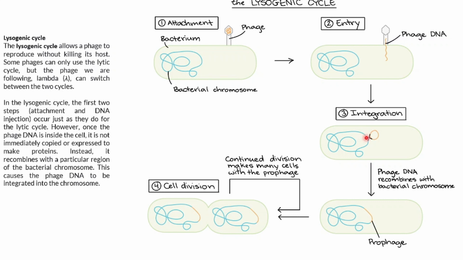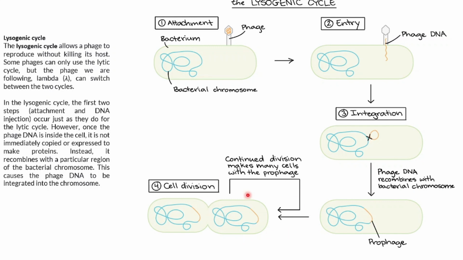So what it does is it recombines in a particular region of the bacterial chromosome, and this causes the phage DNA to be integrated into the bacterial chromosome. So the phage DNA is now recombined with the bacterial chromosome, and it is now called the prophage. So similarly, attachment happens as described previously, and entry also happens, but the DNA is now incorporated into the bacterial chromosome.